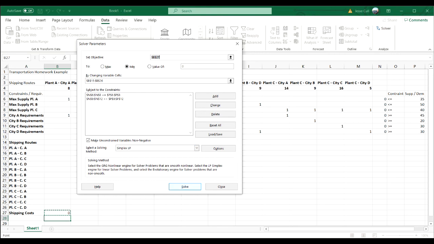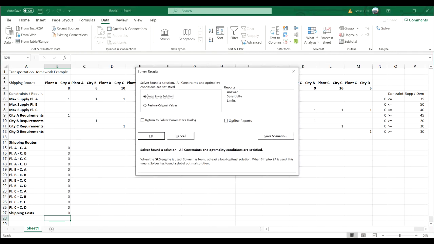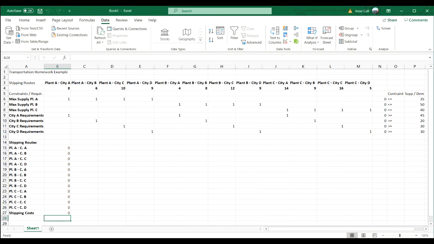So we hit solve now, something happened. Give me 1 second. I'll be right back.